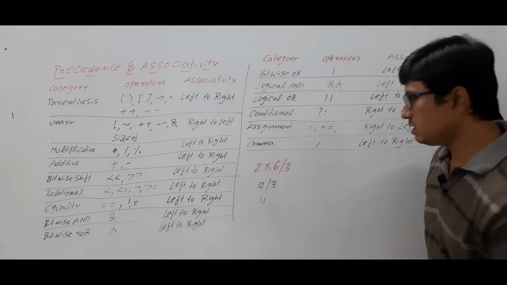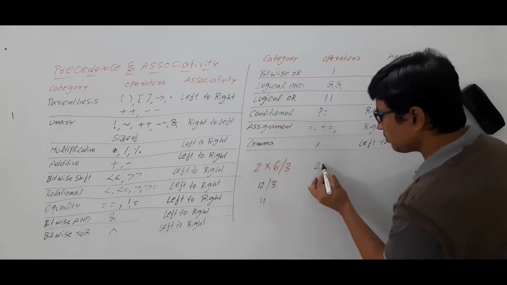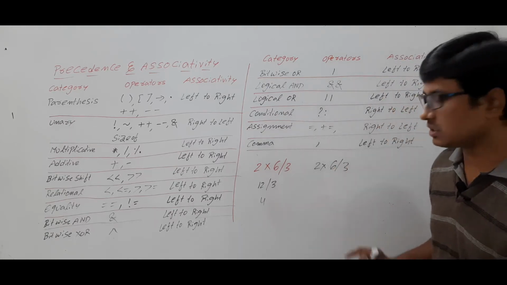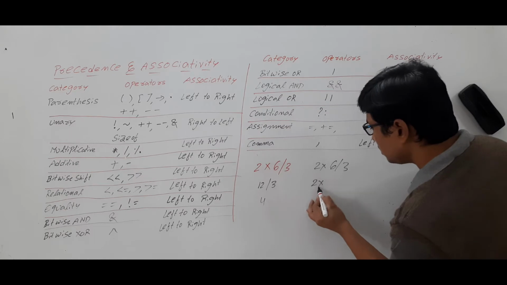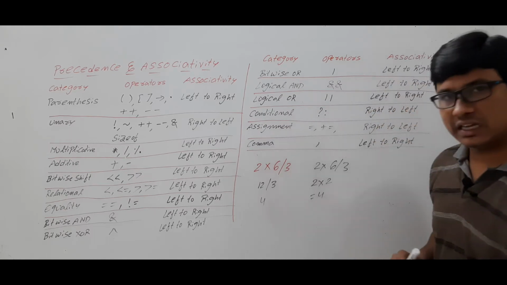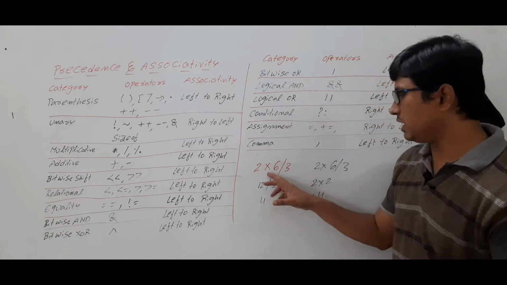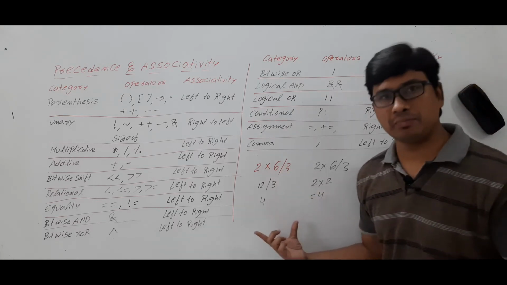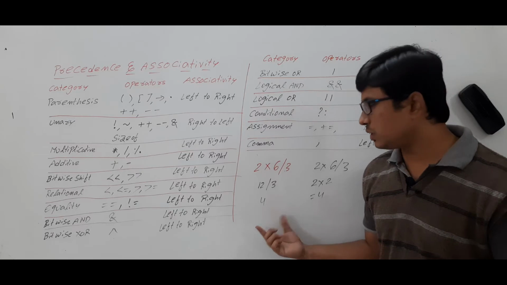Okay, is it clear? Similarly, let's take that you are performing 2 into 6 by 3. First you are performing the division. Then you will get the 2 into 2 is equal to 4. But luckily here, whether you are performing the multiplication and division, you are getting the same result. But always it will not happen. Is it clear? Are you able to understand?